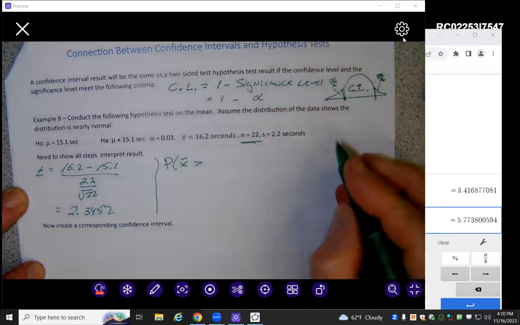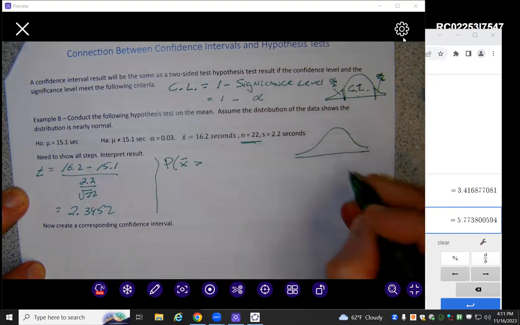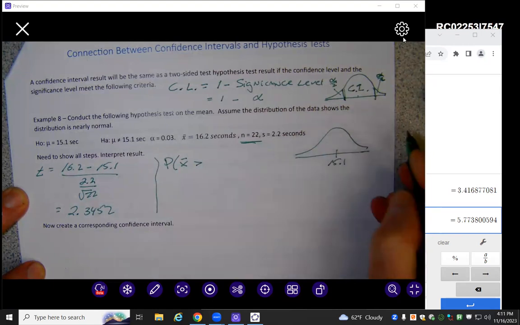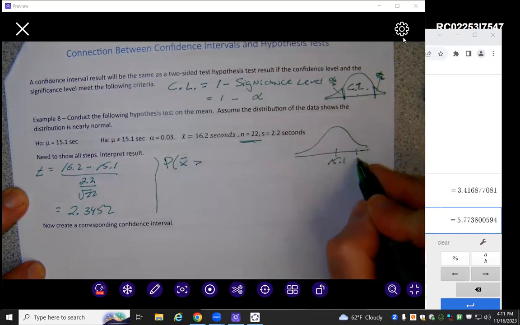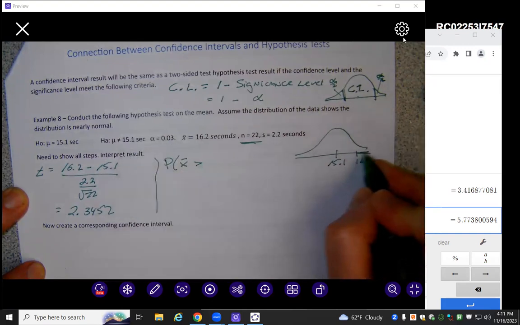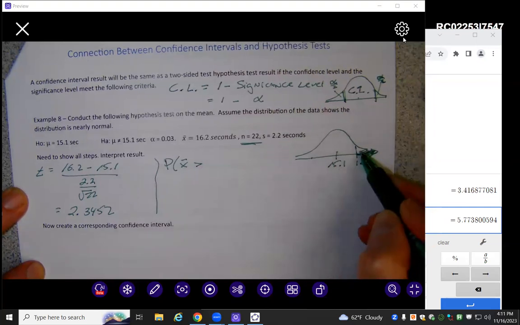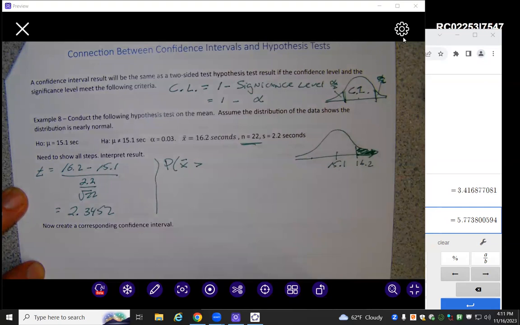Okay, so let's draw a picture because this is important to communicate what I'm doing. The mean is 15.1. My sample mean is 16.2. So I landed on this side. And because I'm doing a two-sided test, I need to go away from the center. No matter if I had landed on the other side, I would be moving away. So it's a two-sided test. Wherever you land, head away from the center. This is what I'm about to calculate.